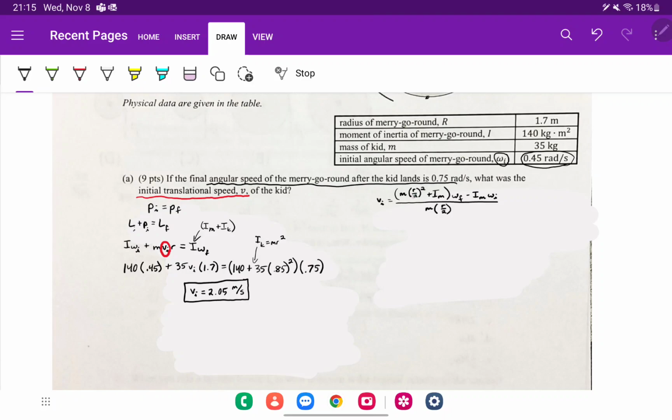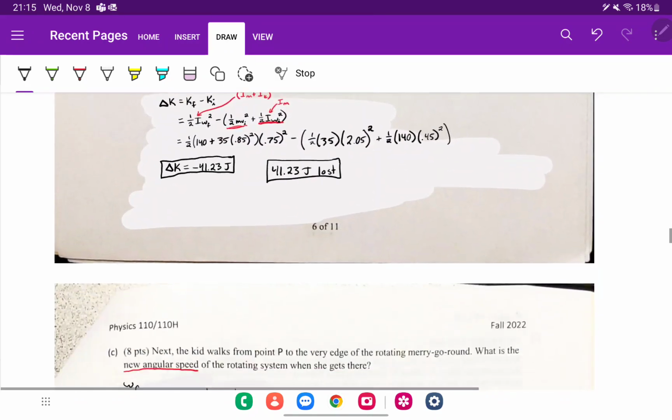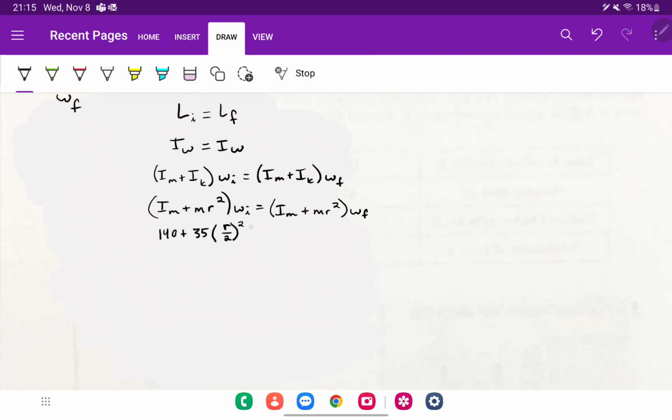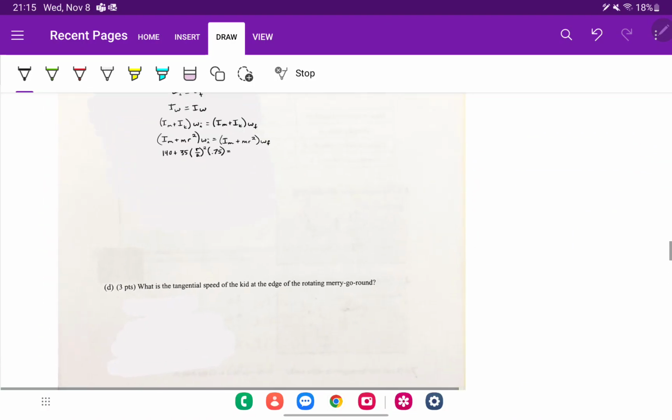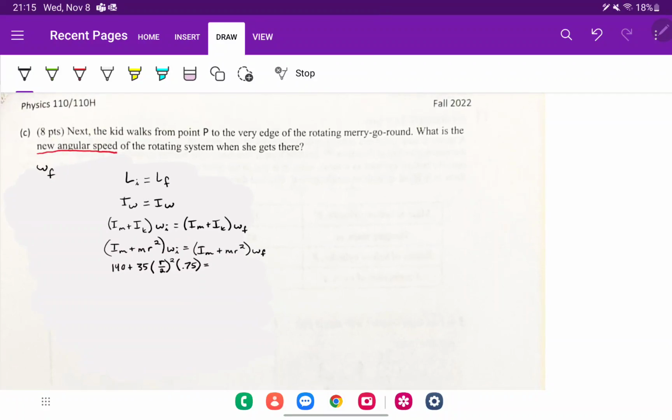And so if we look back at what it gave us, in part A it said the final angular speed after the kid lands is 0.75. So that is our omega initial, not that original, very, very original 0.45. So make sure you keep those straight.